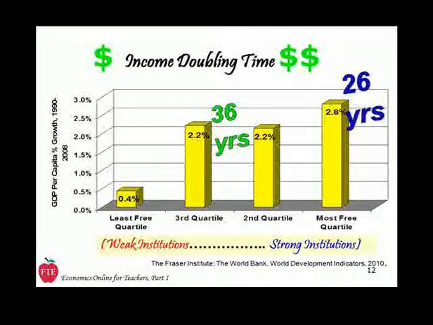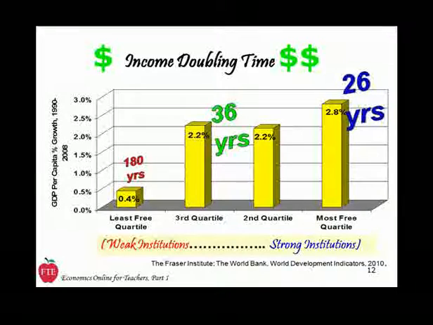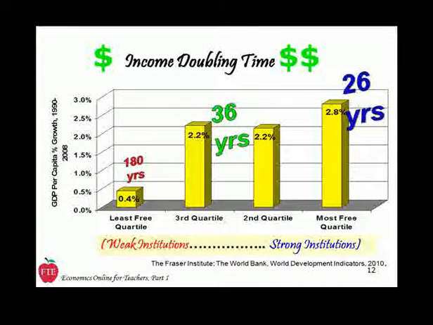Even for the two middle quartiles, the doubling time is only about 36 years. But at 0.4% annual growth rate, the doubling time for the people in the poorest countries is 180 years. And think of the level at which they start to double. What a bleak future. As we said, institutions matter.